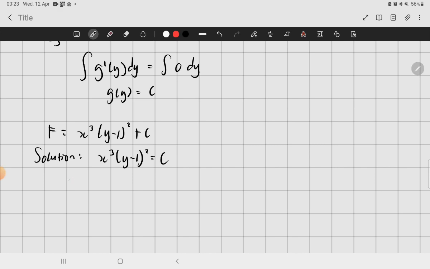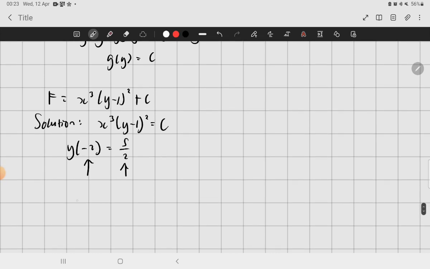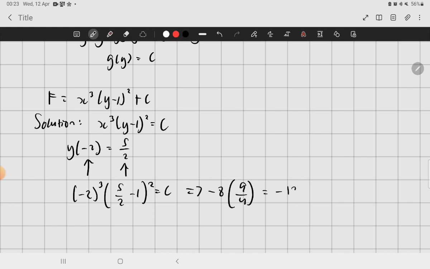5 over 2. So the way you want to read this is that inside the parentheses is the x value, and then out here the output will be the y value. So negative 2 to the power 3, times (5 over 2 minus 1) squared equals c. This implies that negative 8 times 9 over 4, if I'm not mistaken, 9 over 4, so you have negative 18.